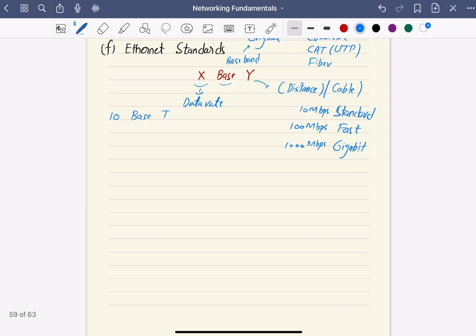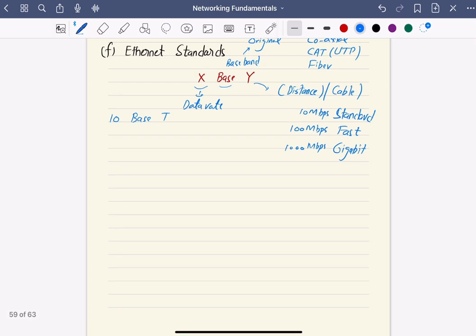The first standard, which is kind of obsolete by the way, is 10BASE-T. It means a 10 Mbps data rate, baseband signal, and T tells us it is a twisted pair cable, which is basically UTP, unshielded twisted pair cable, where we have four pairs of wires. So 10BASE-T is one of the standards.